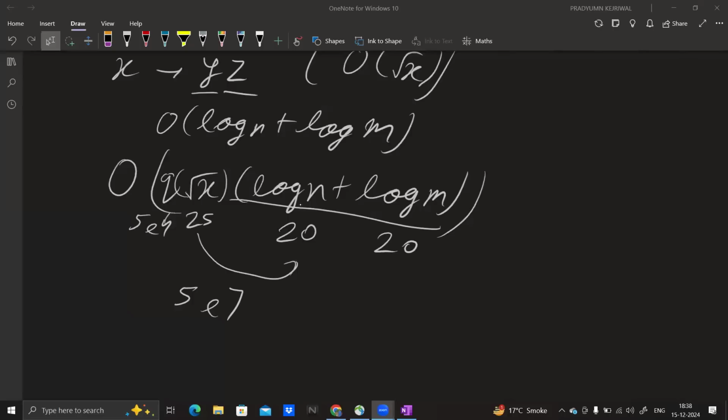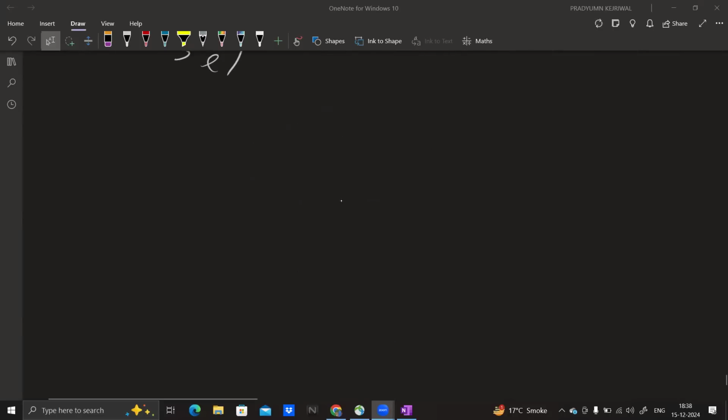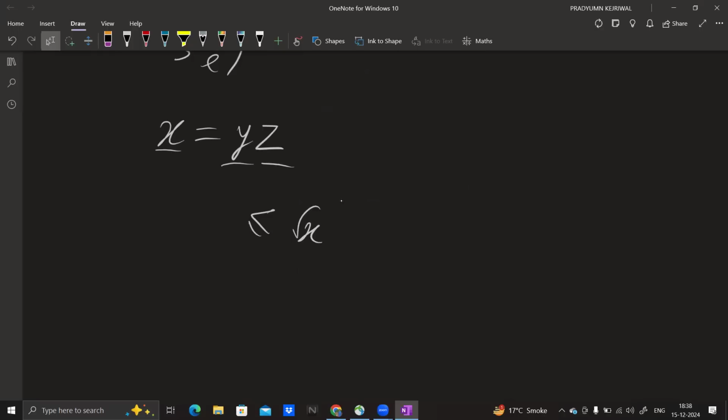Okay, x equals y into z in O of root x. How to do that? I'll just explain how to do that. x equals yz. What does this mean? That we are breaking x into factors y and z. What I am saying is, either one of these factors will be less than or equal to root x. Like either y or z is less than or equal to root x. Can you see why that is?